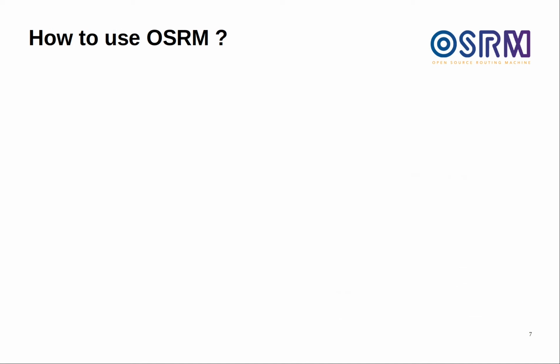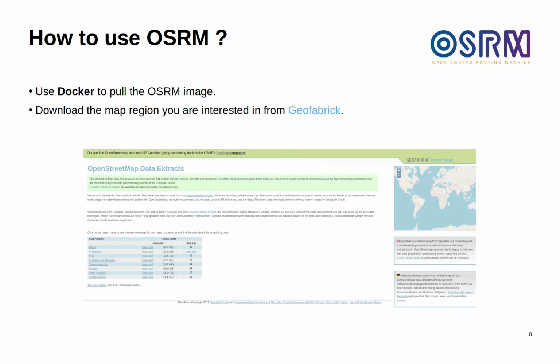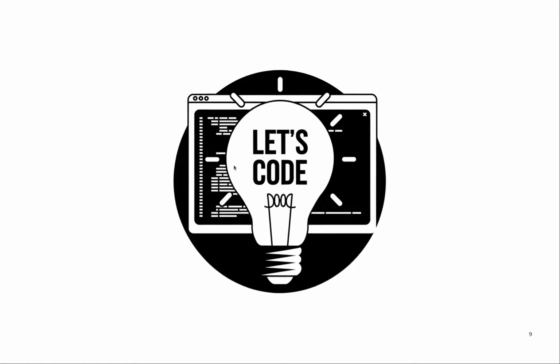So how can we use OSRM? The answer is Docker. The first step is to pull the official OSRM Docker image. Next, go to the GeoFabric website and download a specific map area in PBF format. Let's now walk through these steps to get OSRM running on your machine.